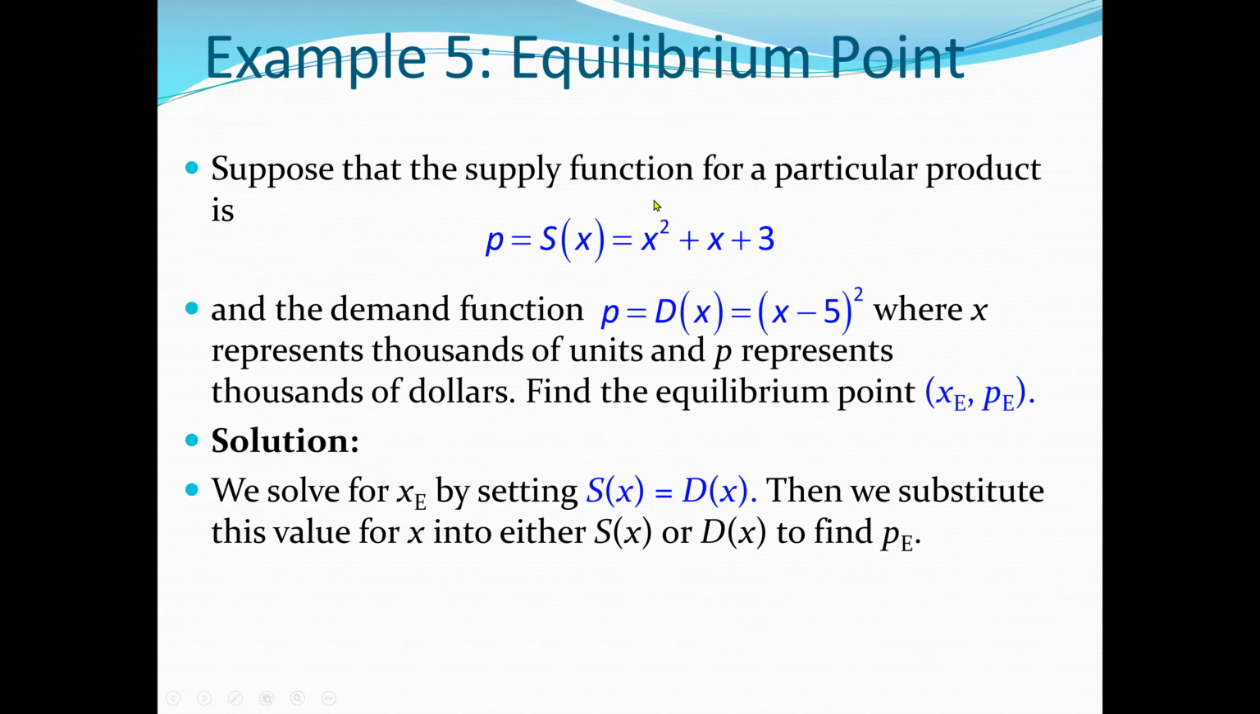We have the supply formula, and also we have the demand formula. The supply formula was S squared plus S plus 3. We can go back to the equation. Supply is S squared plus S plus 3. Demand is S minus 5 whole squared. So we are going to write S squared plus S plus 3 equal to S minus 5 whole squared.